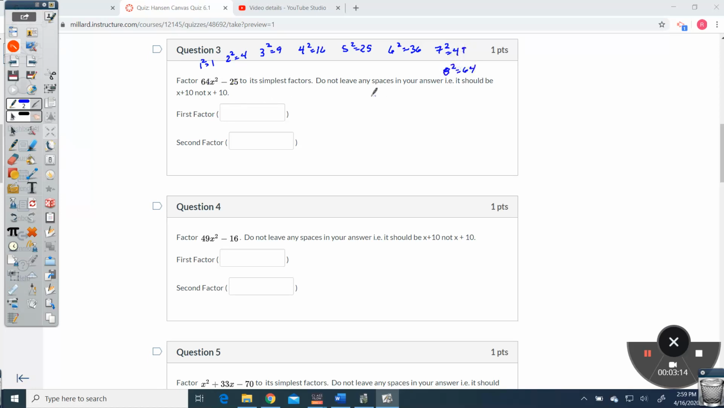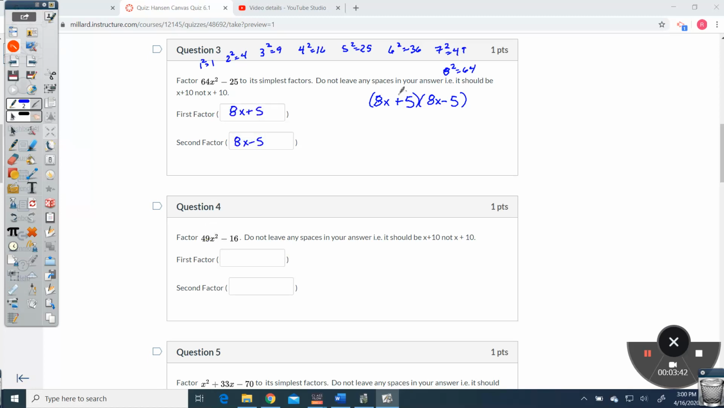So this is really 8 times 8, and that's 5 times 5. Whenever it's that way, all that it is is what times what? 64? 8x and 8x. Since this is a negative on the end, I know one's positive and one's negative. What multiplies to be 25? 5 and 5. And those are my answers: 8x plus 5 and 8x minus 5.